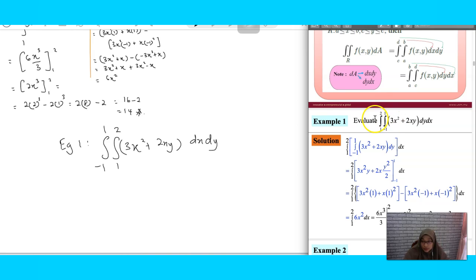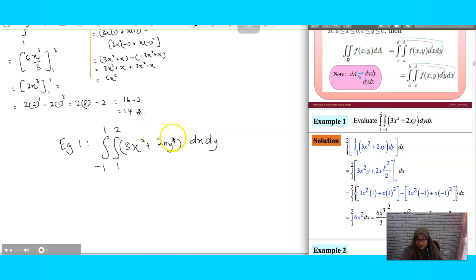So you just swap the location of x and y if it is a rectangle, which means that all the limits are constant. But if in the limit there is at least one function, I'm saying at least one, then you cannot just swap the location. It is impossible. Okay, so that is for your own exercise.